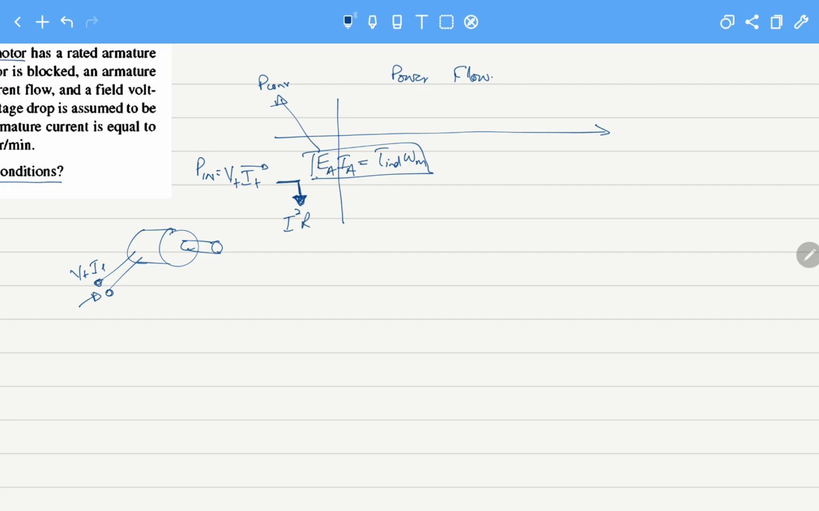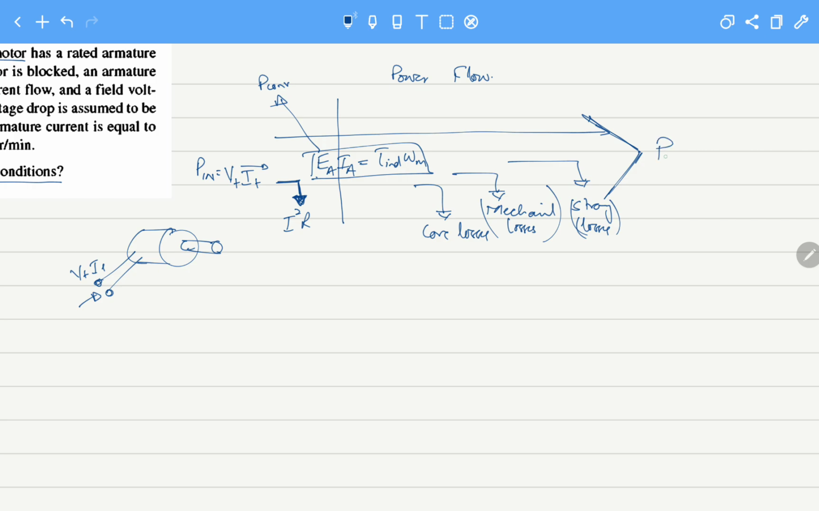Once this power is converted, further losses also exist in the machine. We call them core losses, due to the magnetic effects. The next type of losses are called mechanical losses, also known as rotational losses. And the last losses are called stray losses, miscellaneous losses that we assume to be 1% or 2% in the machine.